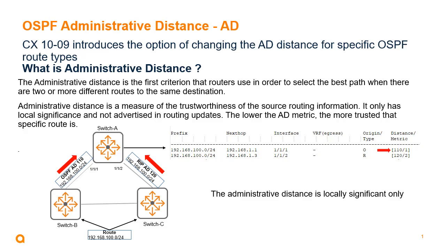In this example, switch A receives two routes on two different interfaces from two different routing protocols. We've got OSPF and RIP, and the default admin distance is different for each routing protocol. OSPF has a default admin distance of 110, and RIP has a default admin distance of 120. So as the OSPF admin distance is lower, the OSPF route will be preferred over the RIP route.